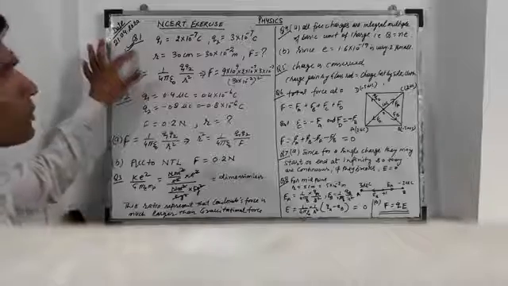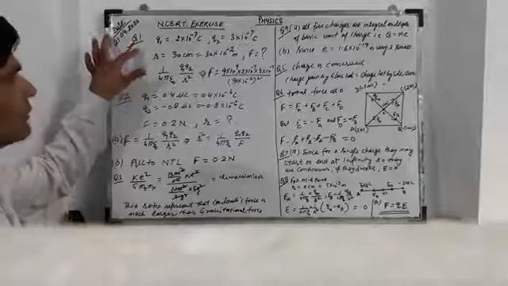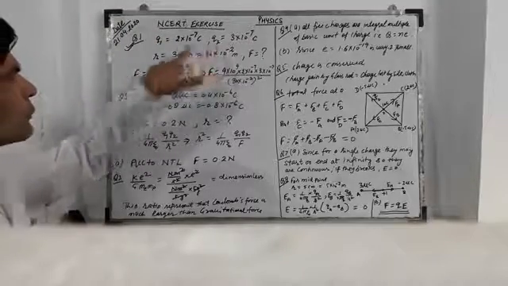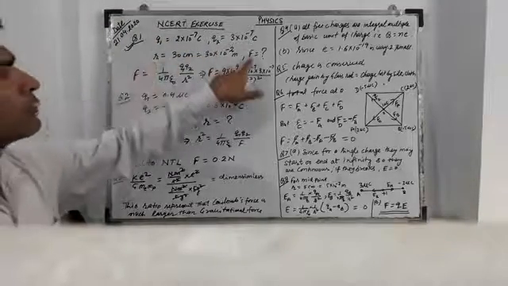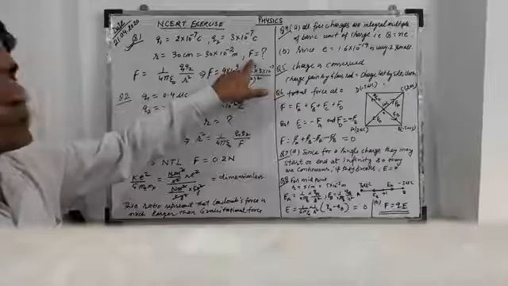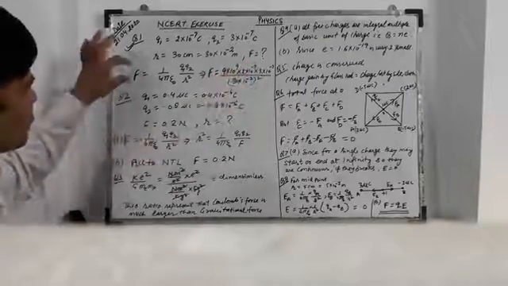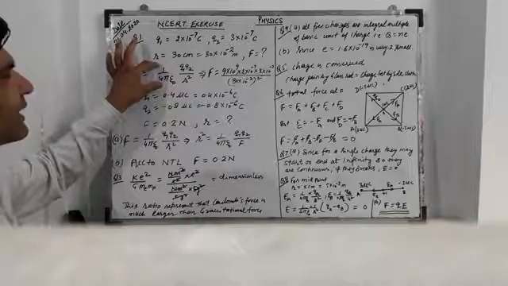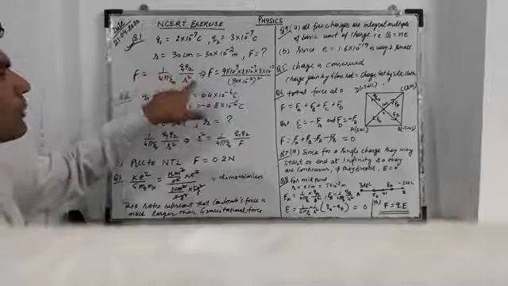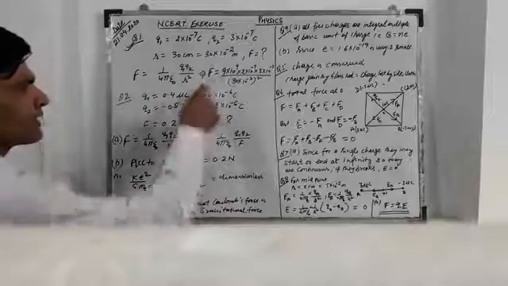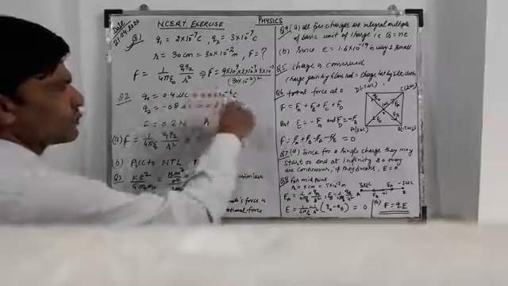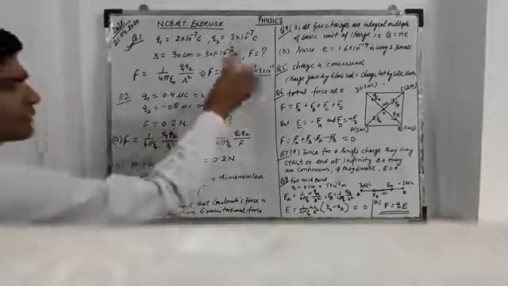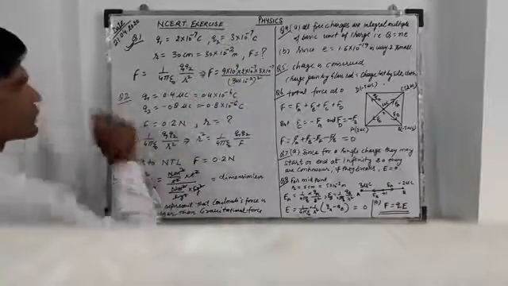Okay. Question number 1. In question number 1, the given values are Q1, Q2 and R. We find the value of F. So we apply the formula F is equal to 1 upon 4 pi epsilon naught Q1 Q2 upon R square. By putting the values in this formula, we get the answer. Okay? Calculation is yours.